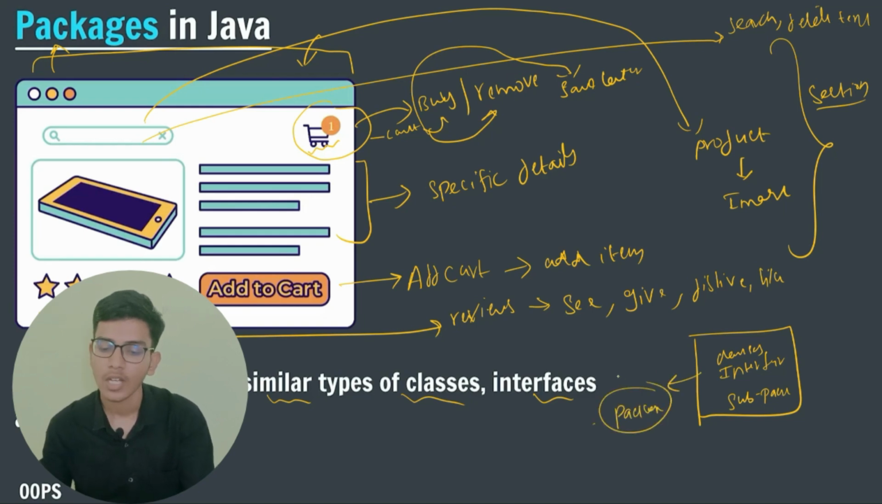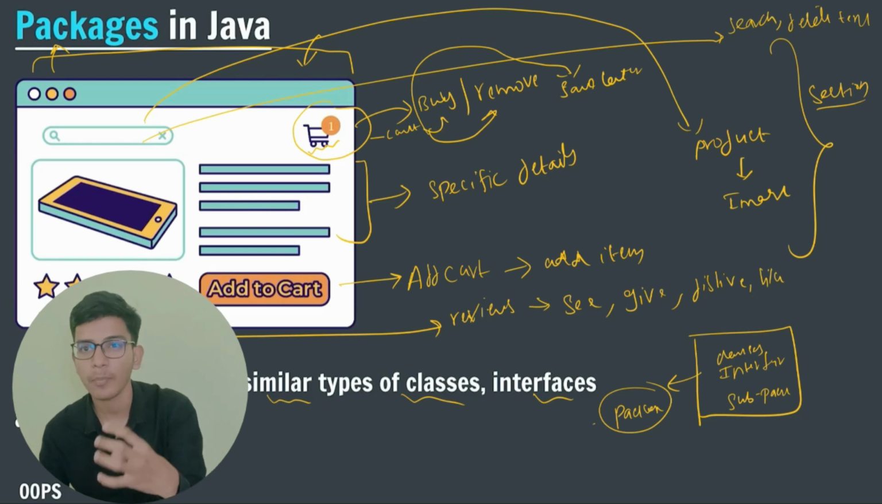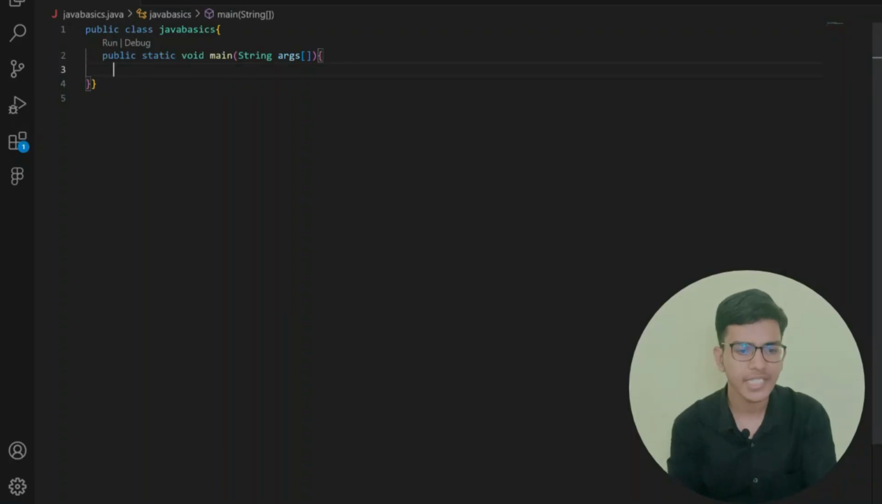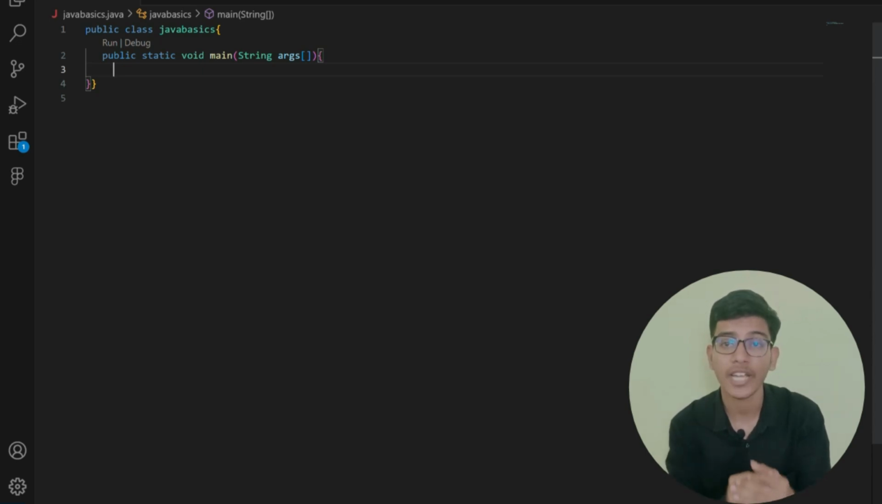Now let us see in coding in VS Code how we import the packages of Java, that is the Java Development Kit, how we import whatever packages we have in Java. Now you can see that this is my boilerplate code, right? Public class JavaBasics, and public static void main, and we have already studied classes, objects, access modifiers and all those things.